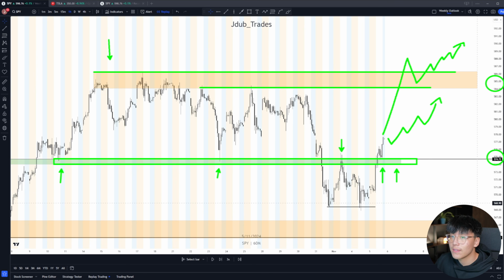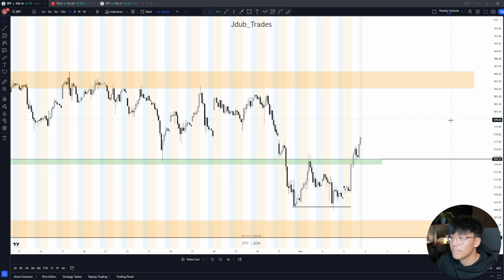So if we understand that this is where the liquidity is resting in the markets, we can look to either target these areas or we can look to use these as potential entry points. So let's play the tape out on SPY.